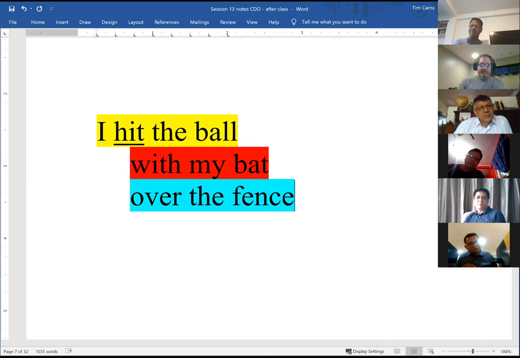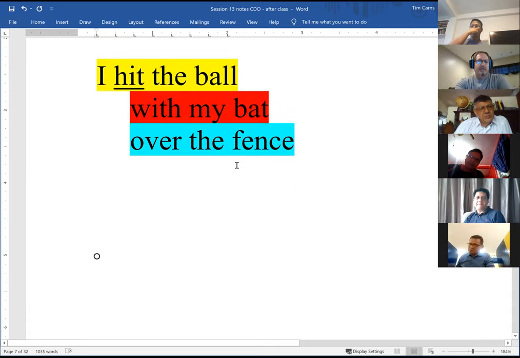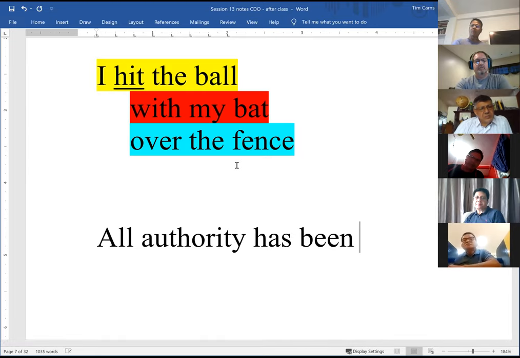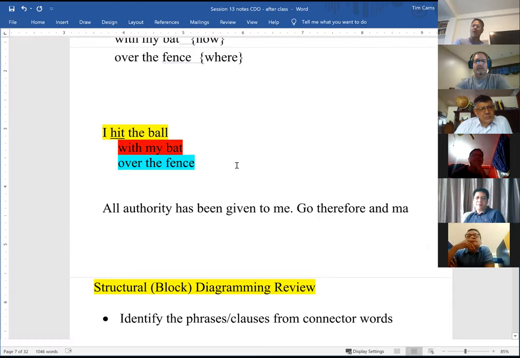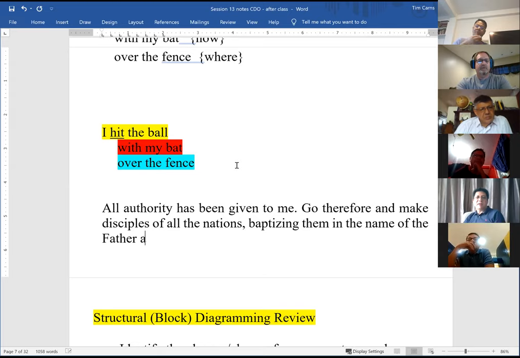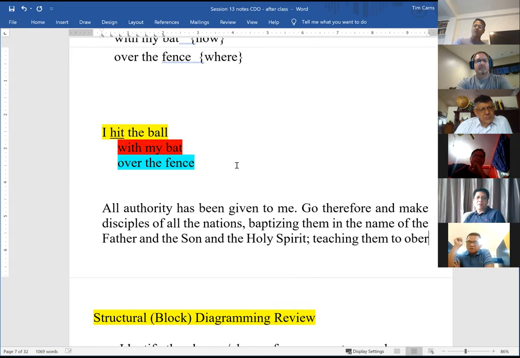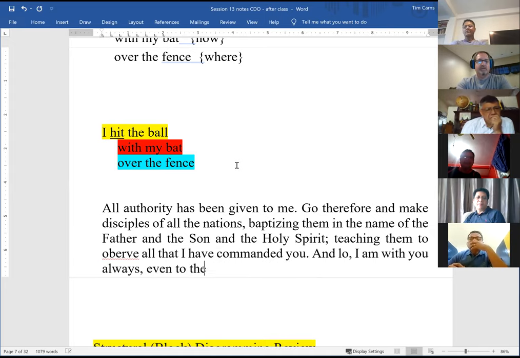Yeah, exactly. Let me give you an example that we used in class, the Great Commission. Remember where Jesus said, all authority has been given to me. Then he said, go therefore and make disciples of all the nations. You guys remember what comes next? Baptizing them in the name of the Father and the Son and the Holy Spirit, teaching them to observe all that I have commanded you. And lo, I am with you always, even to the end of the age.